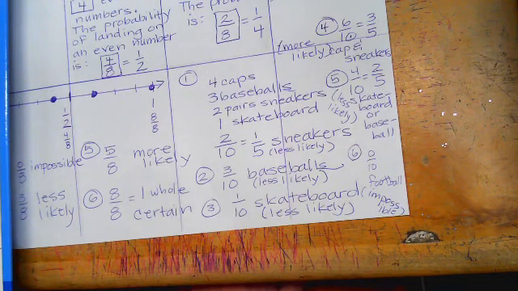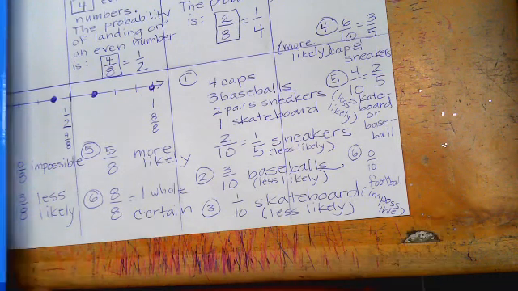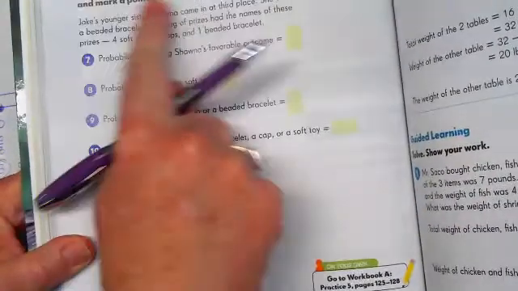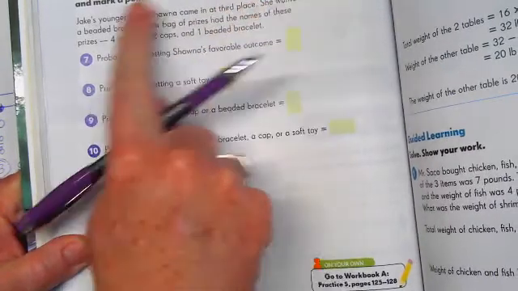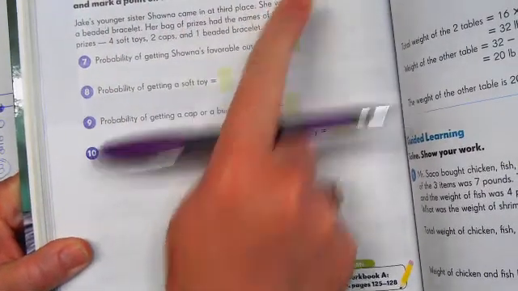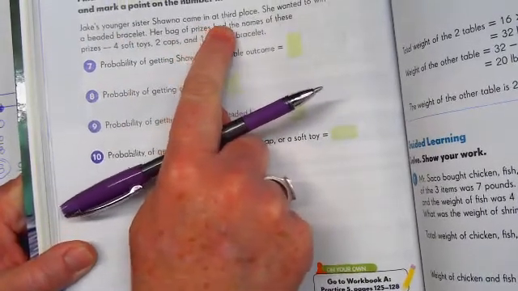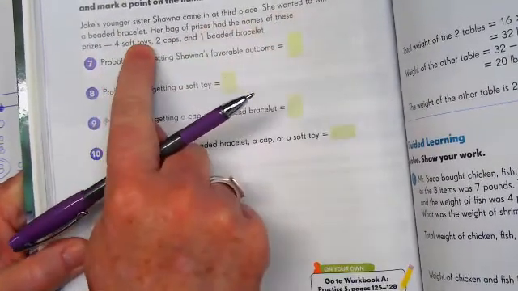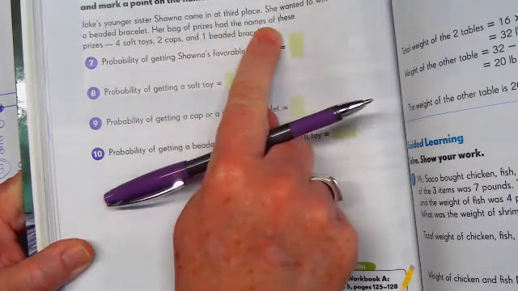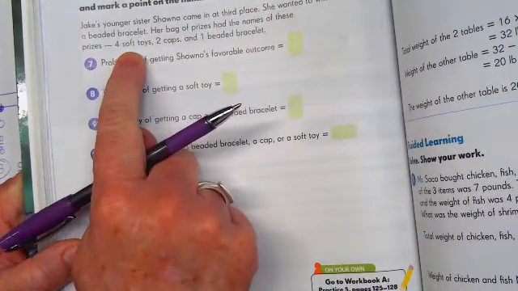All right, so the words that you should be really familiar with are impossible, certain. Certain means it's absolutely going to happen. Less likely, more likely, or equally likely. And when you use a number line to look at the odds, it helps you to figure that out. Okay, we're going to do the last few problems here on the bottom of the page. Find the probabilities of fraction, draw a number line, and mark a point on the line for each probability.